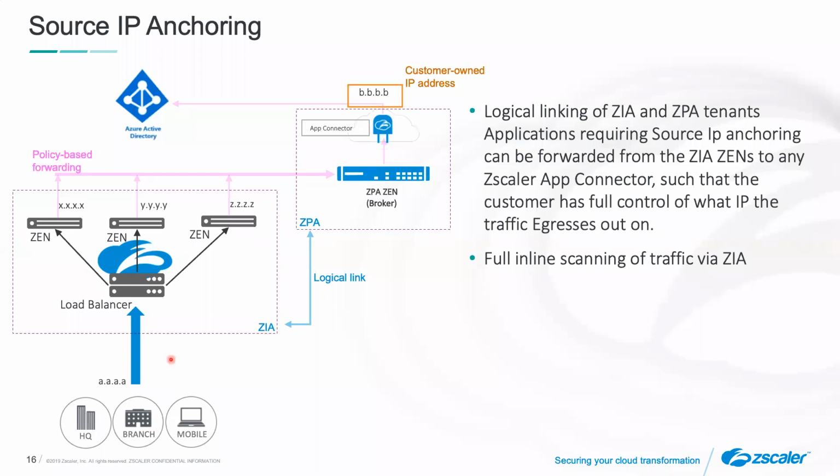So this is what we are calling source IP anchoring, because you're basically anchoring a certain IP address onto certain traffic. A crucial thing to point out here is that this is all policy based. So we are not saying that send all your traffic through this, because that is impractical, and for 99% of your traffic, the source IP doesn't really matter.